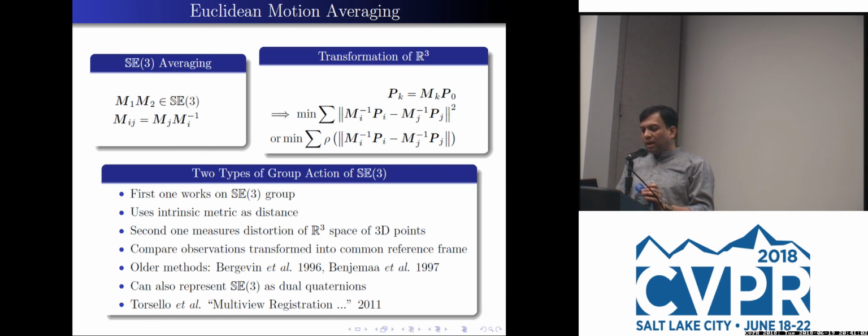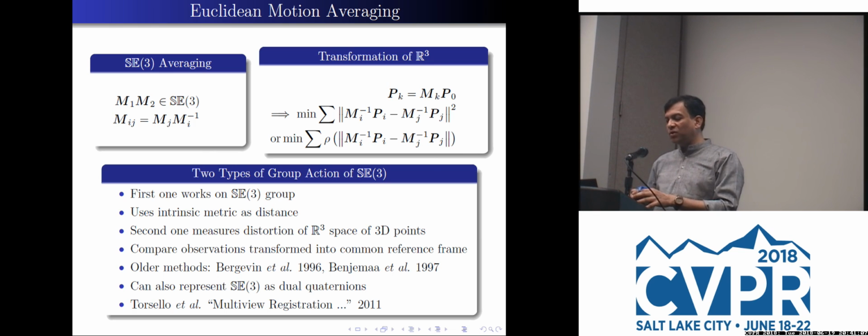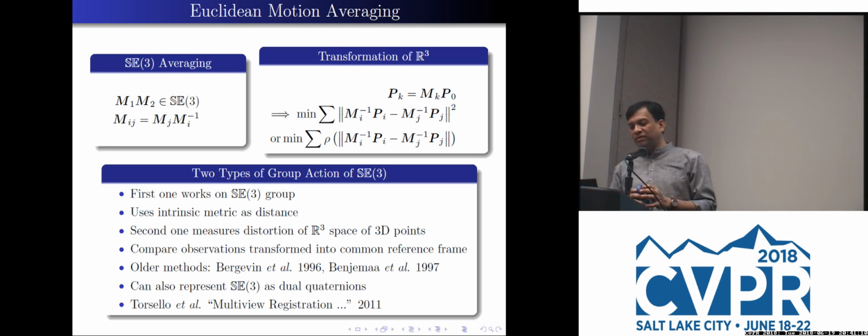In the beginning, when we were talking about motion groups, remember I mentioned two types of group actions. One was where the elements of the group act on each other and you get a third element of the group, and one was where the element of the group acts on, in this case, points in 3D space, and you get a transformed point. In the case of Euclidean motion averaging, you can do both. This is what we have looked at till now, right? You take relative motions and then you fit them. But you could also look at something like this. Look at what this relationship is saying.